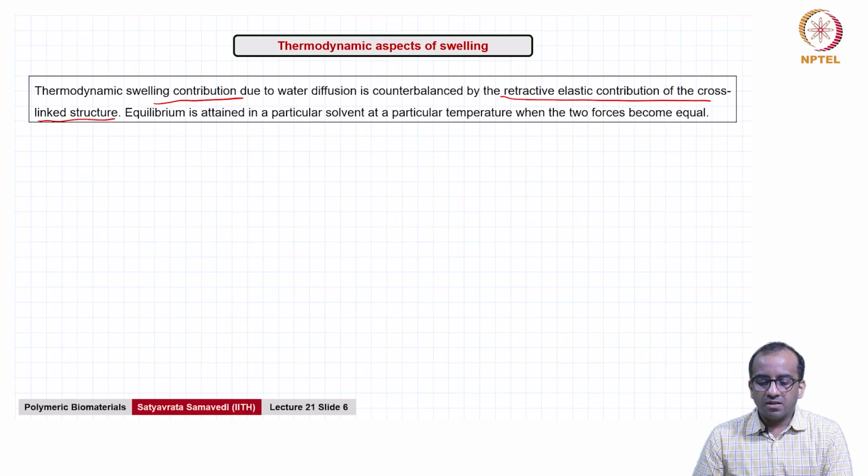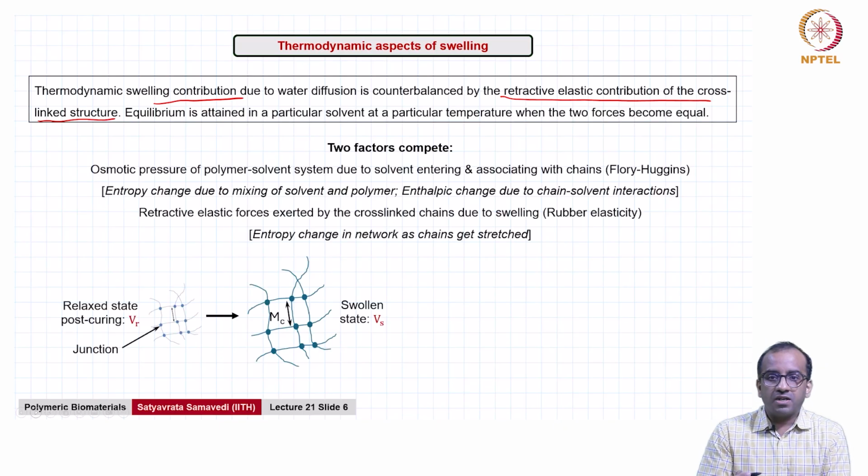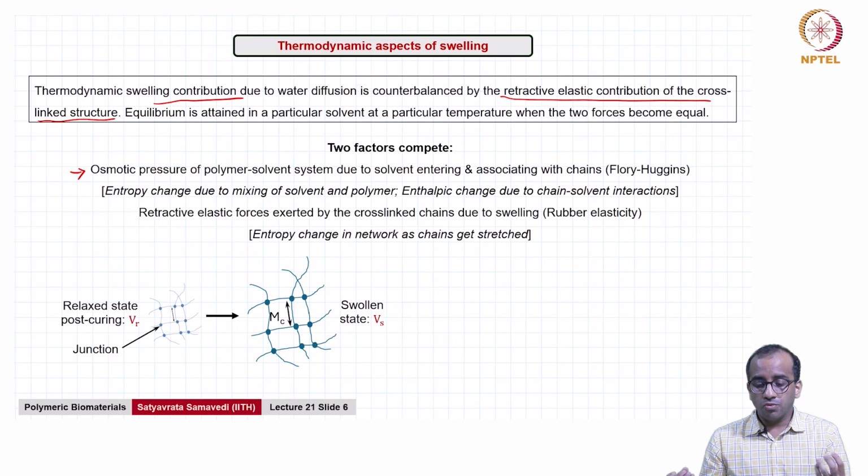And equilibrium is attained, meaning you can actually think of an equilibrium swollen state for the hydrogel in a particular solvent at a particular temperature, when the two forces, one driving the water inside and the other exerting retractive forces from the network, are balanced. So if you have to formalize this a bit more, these are the two factors that compete. One is the osmotic pressure of the polymer solvent system due to the solvent entering and associating with the chains, and this is given by the Flory-Huggins equation.